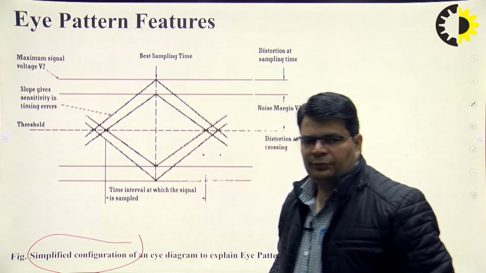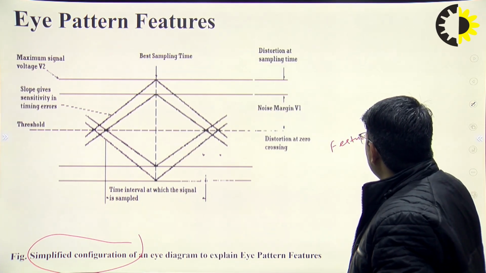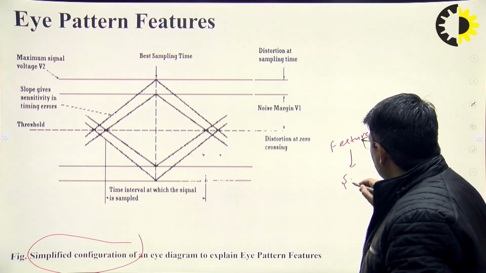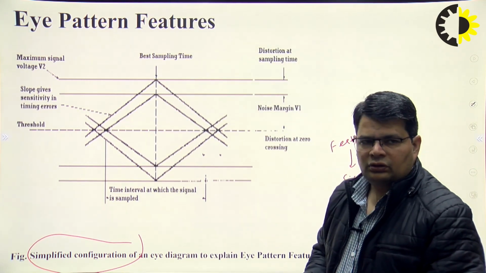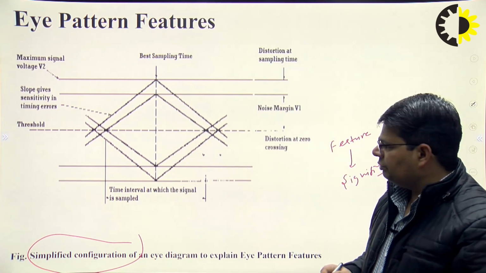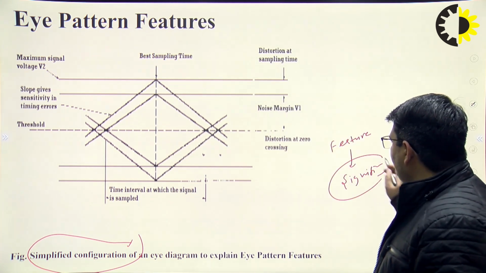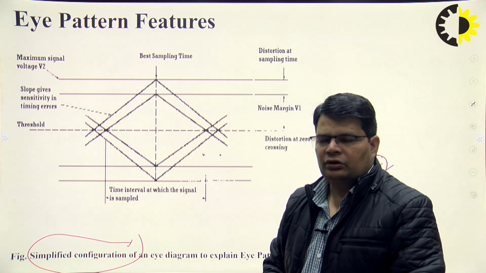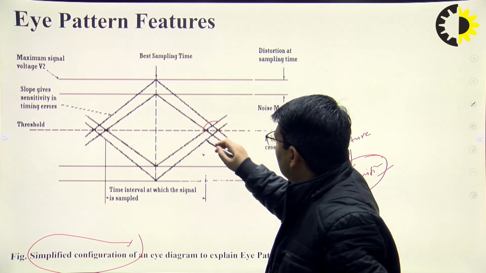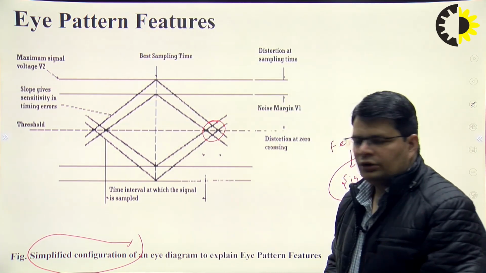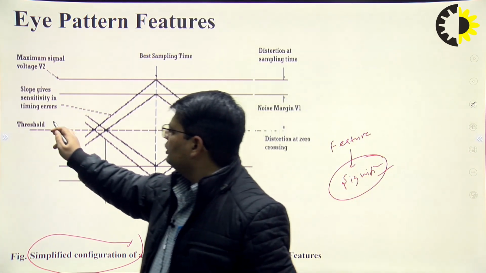This is the simplified form. As we have discussed, we will have an eye diagram or eye pattern feature, then there is a significance of that particular feature. So the previous was the eye diagram, and this is the simplified form of that diagram which explains the significance of the particular eye pattern feature. For example, as we have discussed previously, this threshold, this is the zero crossing. Zero crossing is telling us about the threshold.